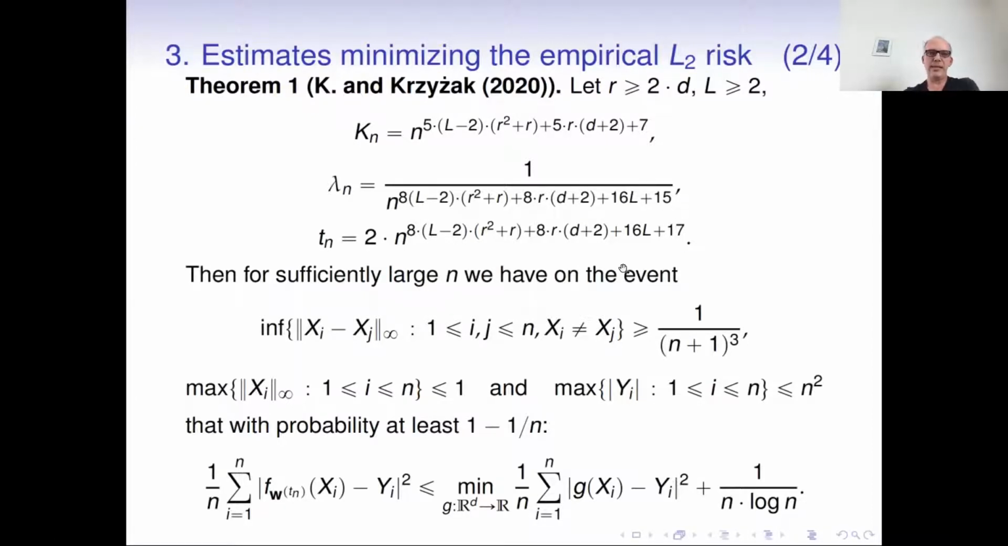And then the claim of the theorem, or the assertion, is: if n is sufficiently large, if you happen to be on the event that the different values of the xi, so the same value could occur several times, but where the data points take on different values, that they should be separated in the sense that the sup norm distance is at least 1 divided by n to the power 1 over 3.